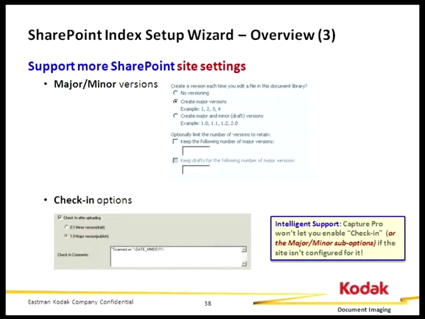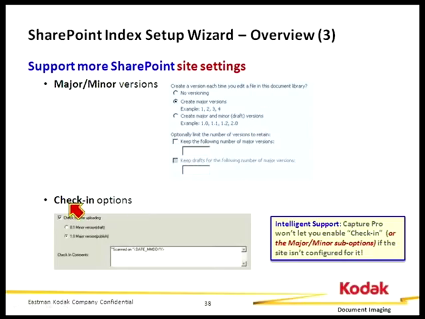And finally, we support more SharePoint site settings. In SharePoint, like any other content management system, even Lotus Notes has this, you can have versioning. You can have major versions and minor versions. And so what we do in Capture Pro is we'll allow you to specify whether the document that's being scanned and then stored in SharePoint is a major or a minor version. A minor version is typically a draft version, a major version would be the final version. Normally with things like scanned documents, you're not going to be modifying them, so chances are they won't be draft, they'll be the final version, but you may specify some sort of versioning, and we'll fully support that.